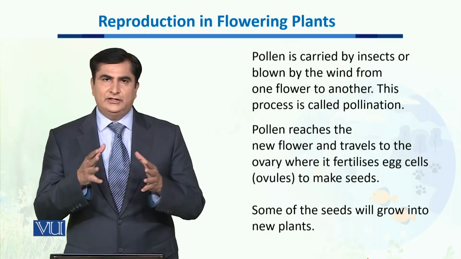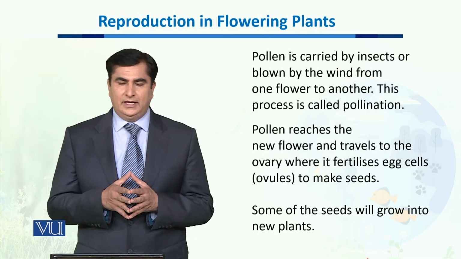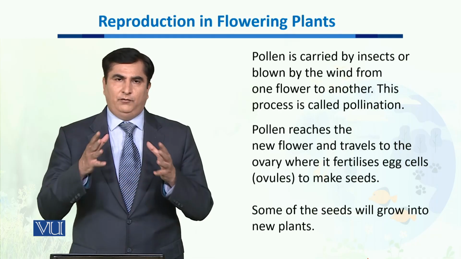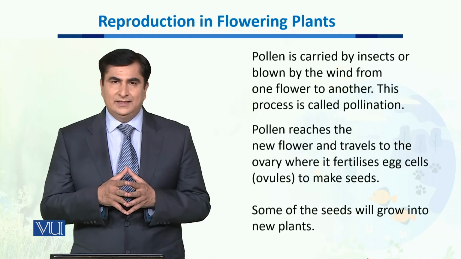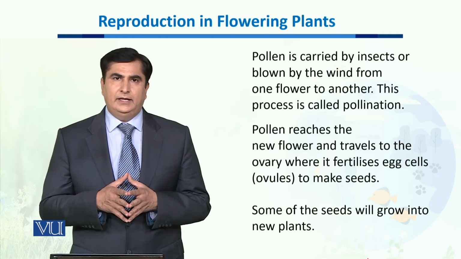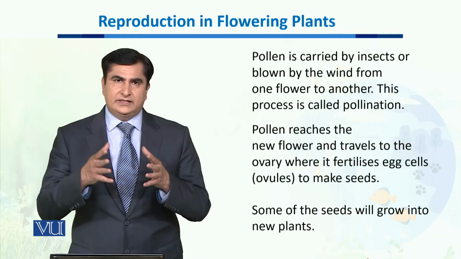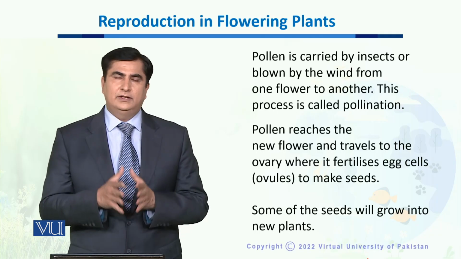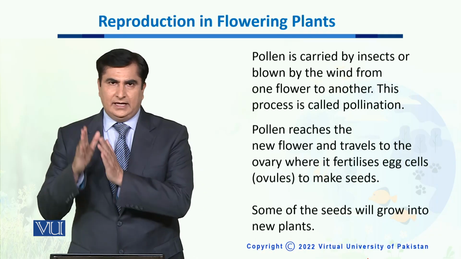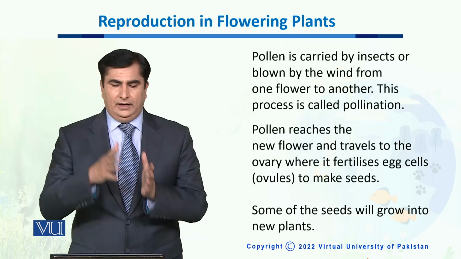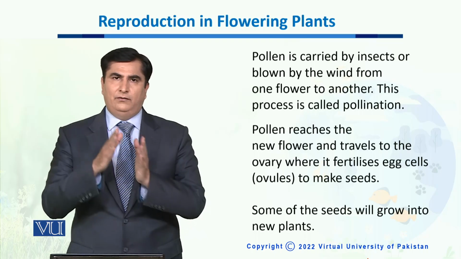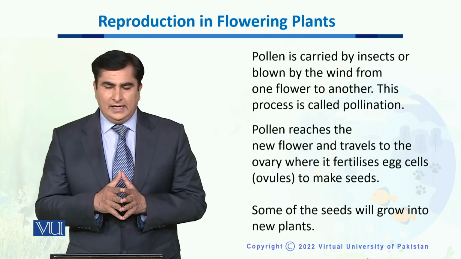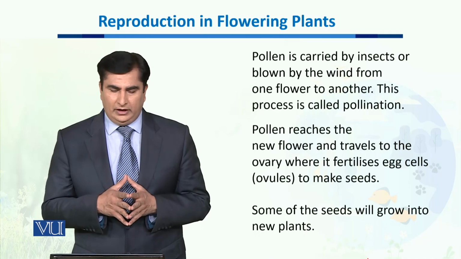Dear students, in this unit, we will talk about reproduction in flowering plants. Now, flowering plants or angiosperms mostly reproduce sexually. In sexual reproduction, pollen is carried with the help of either insects or the wind, and it reaches from one flower to another flower, and this process is known as pollination.